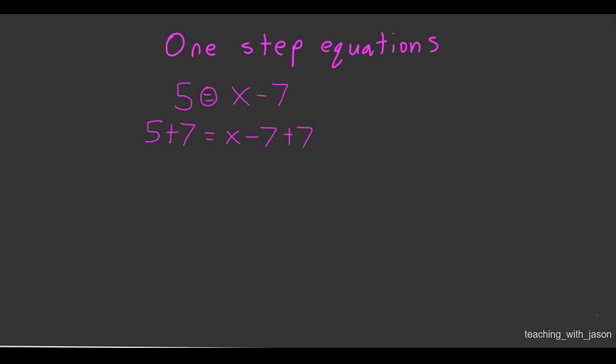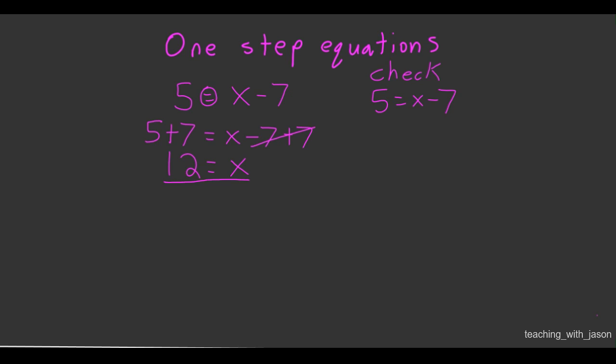5 plus 7. Well, I can go ahead and do my math. On the left-hand side, 5 plus 7 ends up giving us 12. On the right-hand side, negative 7, positive 7 cancel, and I'm left with 12 is equal to x. So we go ahead and do our check again. Start by rewriting the equation: 5 is equal to x, subtract 7.